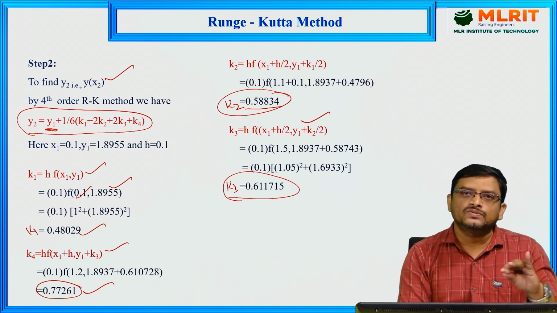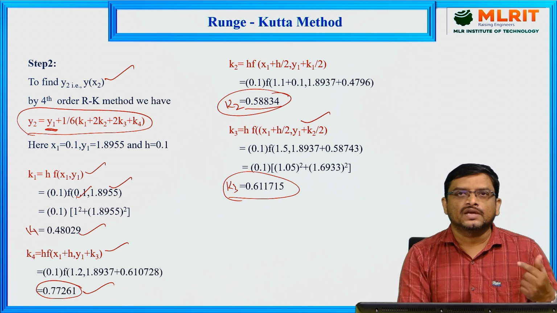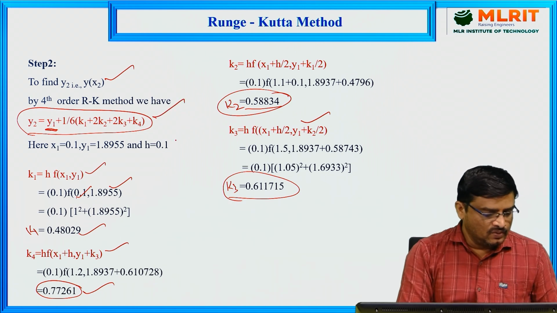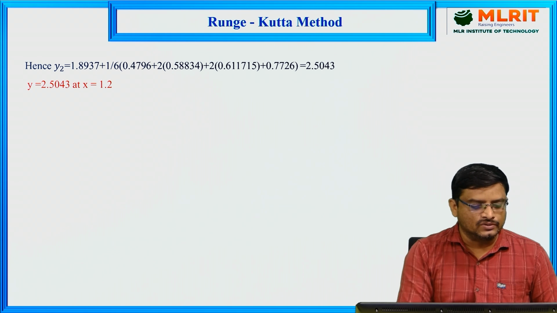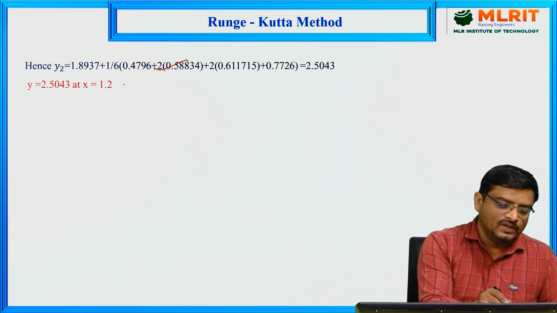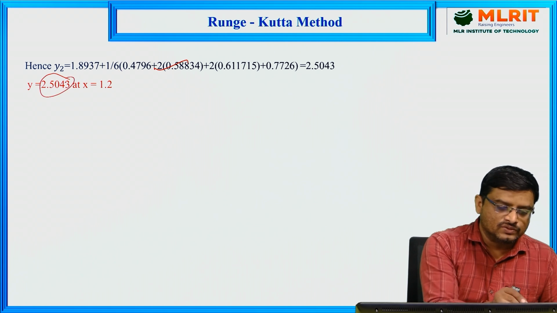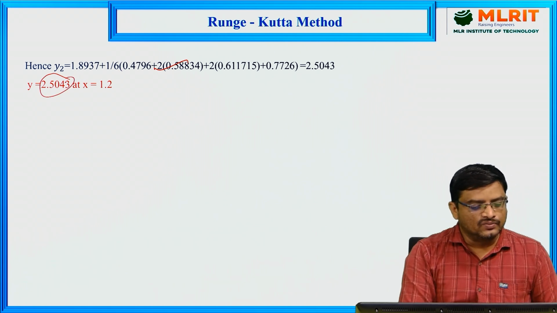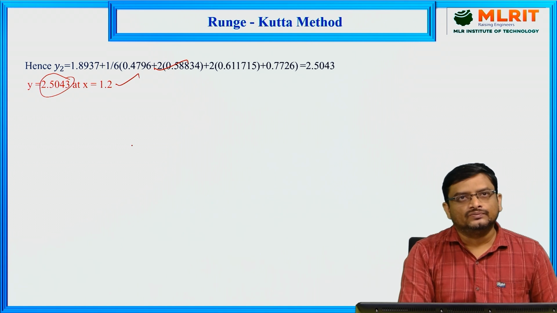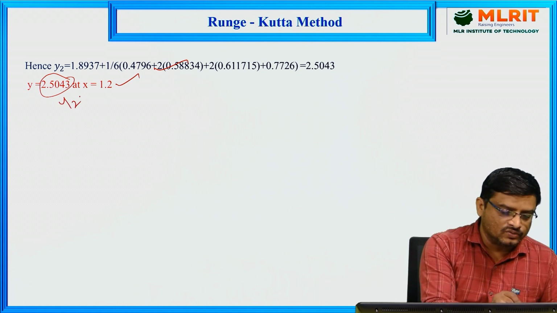So now, in order to find out y2, we want k1, k2, k3, k4. Now all these values we got. And now our final step is to substitute this k1, k2, k3, k4 in the standard formula. In this formula, we can get our required y2 here. So after substituting all this in the standard formula, we got y2 is equal to 2.5043 at x is equal to 1.2. That is our required y2 value here.